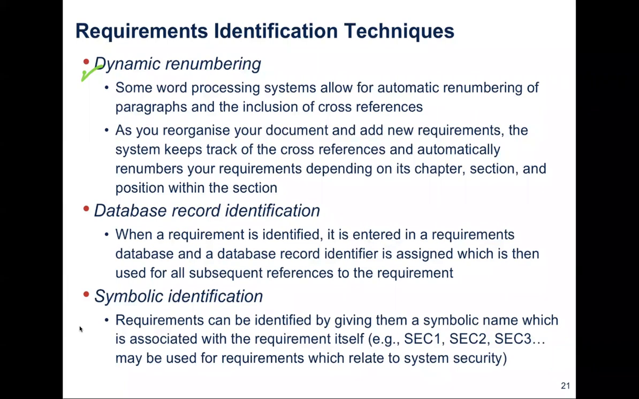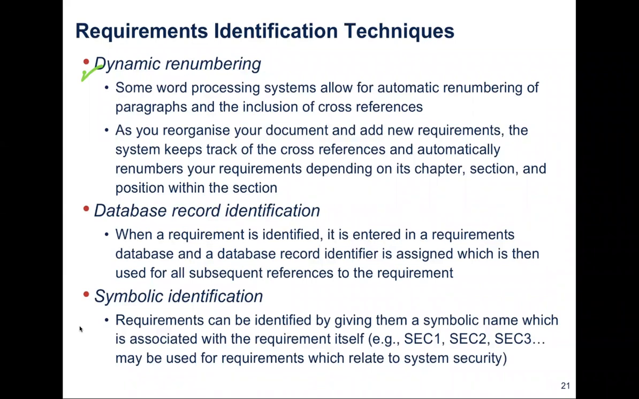So instead of having a static numbering based on the section and number in a static flow, it might be better to use dynamic numbering to allow automatic renumbering of the paragraphs and even the inclusion of the cross-references. This is if we don't have a database.